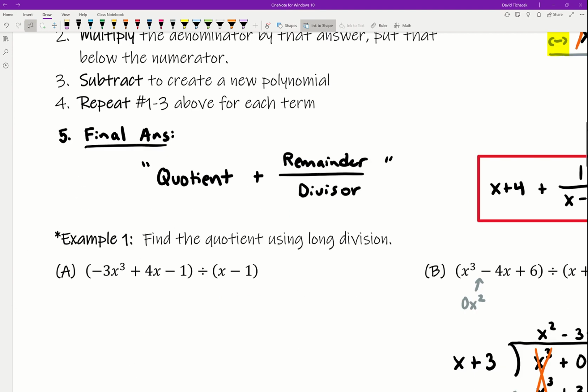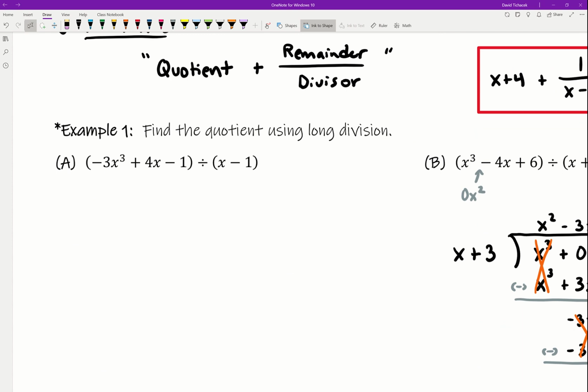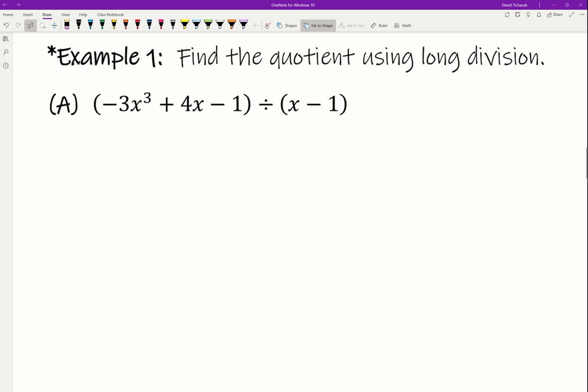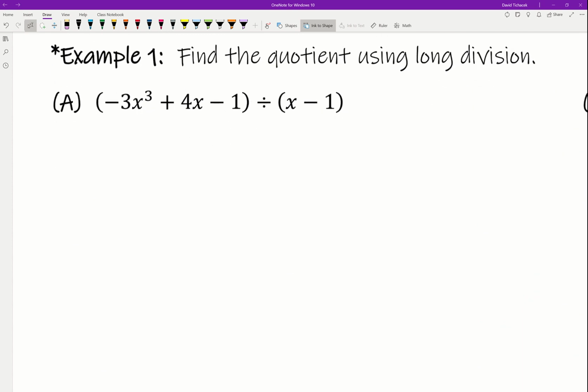So let's try that one more time here. So example 1, it says find the quotient using long division, and so this would be the way that a problem would typically be presented to you. So just to be clear on how you would set that up, remember that you've got your dividend right here.